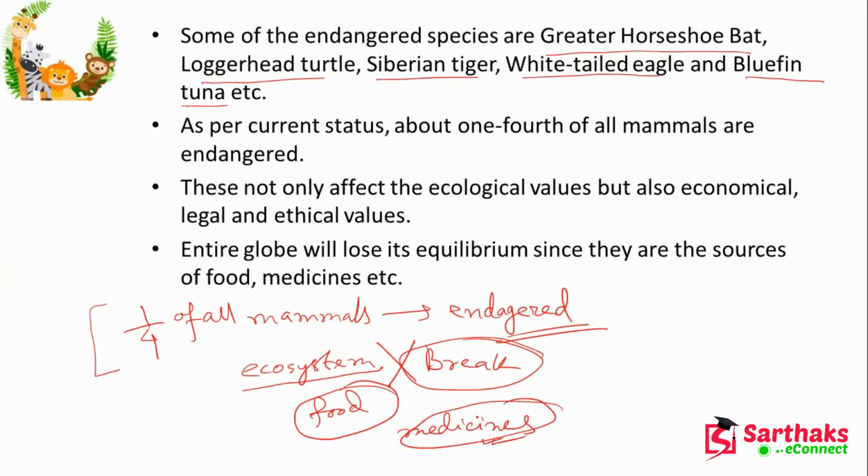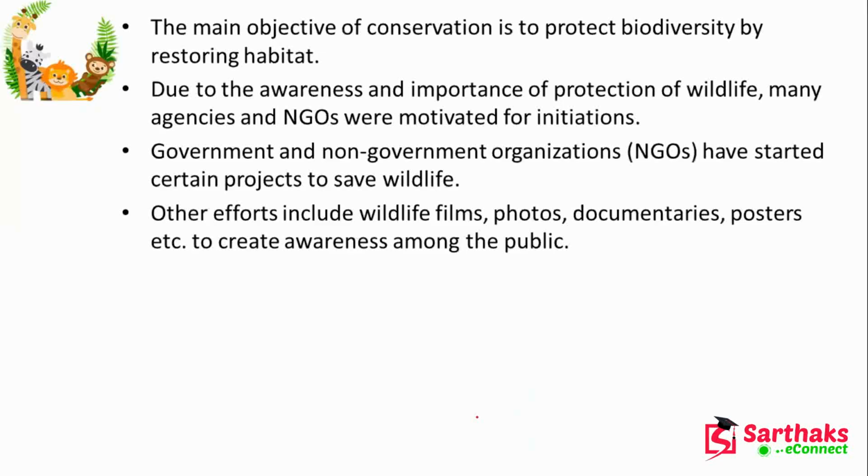Sometimes we take different toxins from them. So the ecosystem will not be maintained at that time. The entire globe will suffer for this. So the main objective of conservation is that we have to protect the endangered species. We have to protect all species, but especially we have to keep our eye on the endangered species.